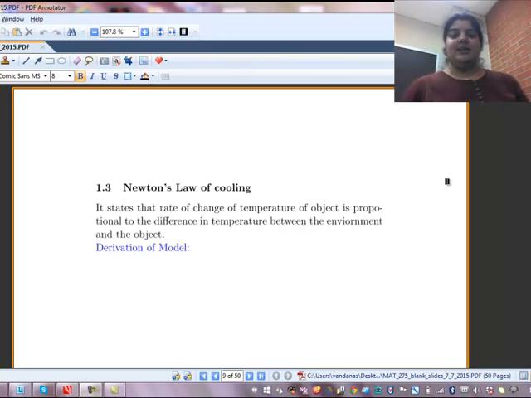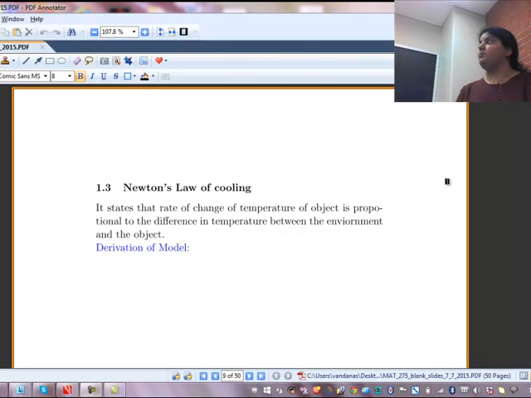Okay, so it states that the rate of change of temperature of an object is proportional to the difference in temperature between the environment and the object.